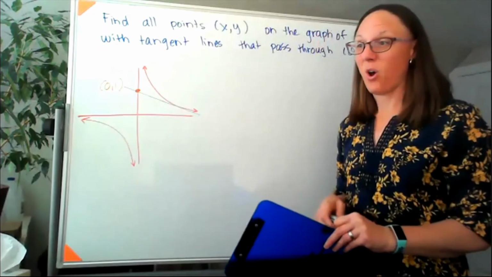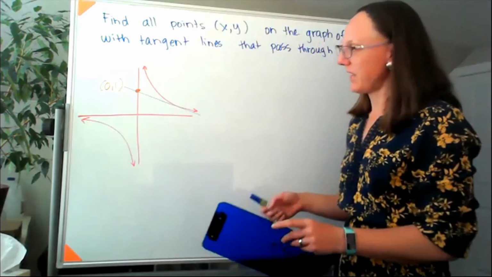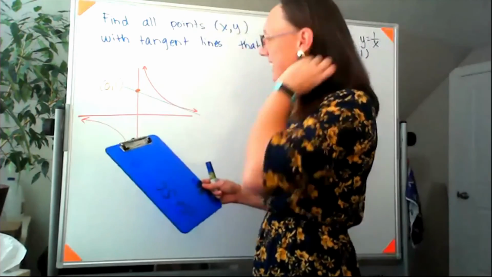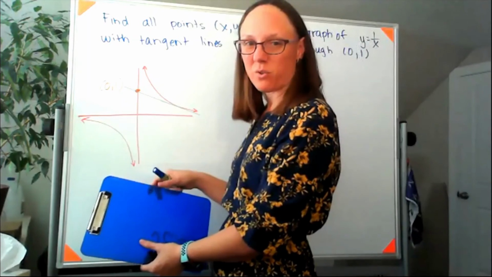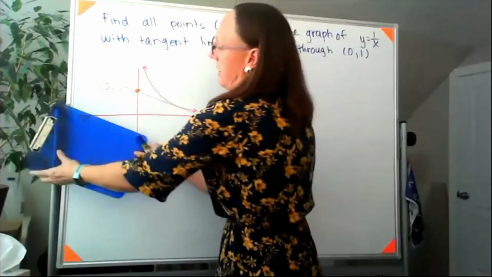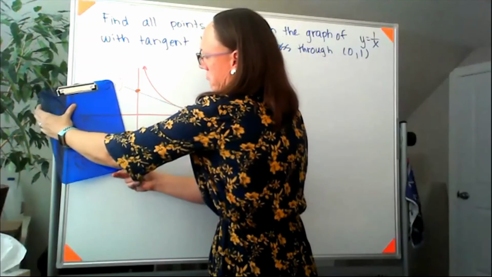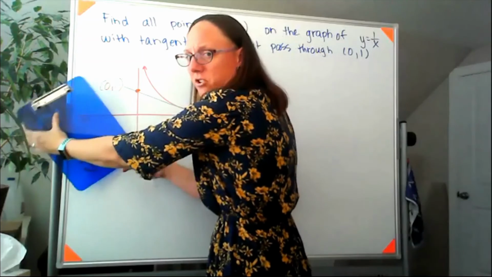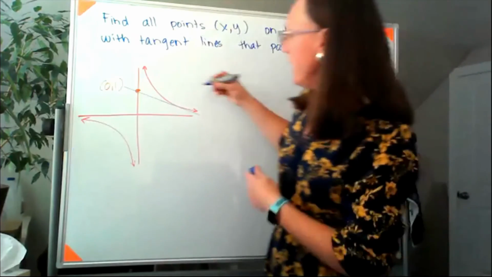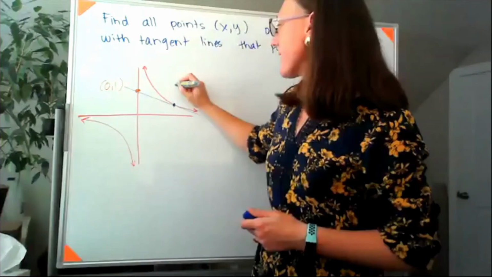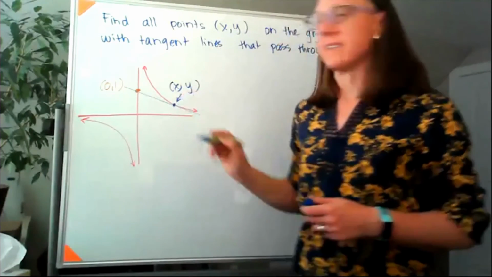Now it says to find all of the points. Now looking at this, I think there's also probably maybe a point down here that goes through that point. I'm not sure. Thinking about those tangent lines. Yeah, maybe not, because this tangent line would get vertical. So I think that might be our only one. So we're looking for, what is that point right there? X comma y. What the heck is that point?